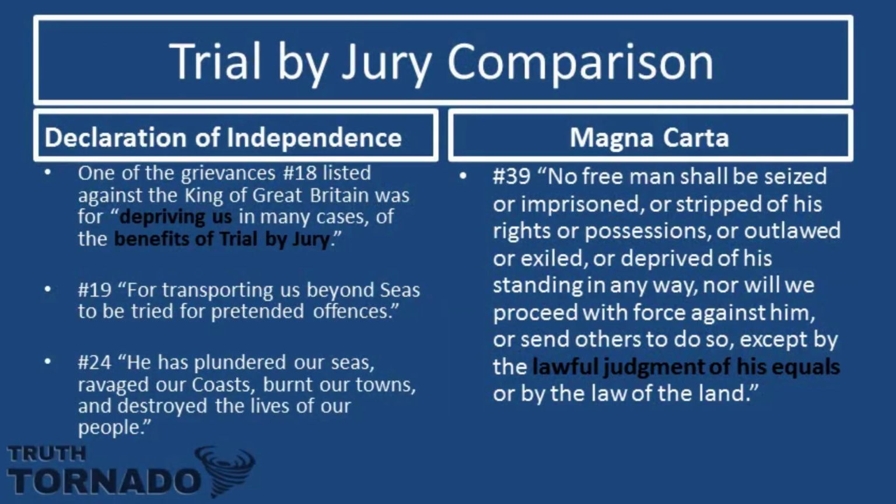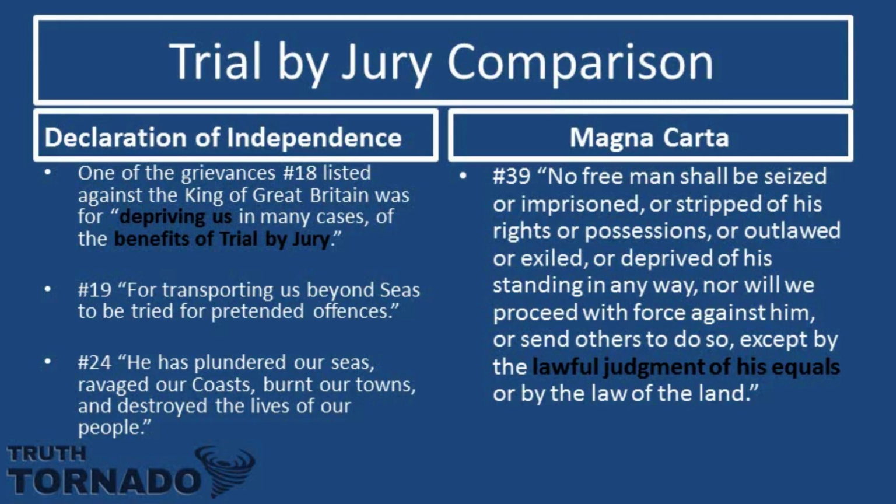Trial by jury comparison. In the Declaration of Independence, one of the grievances, number 18, listed against the King of Great Britain was for depriving us, in many cases, of the benefits of trial by jury. In grievance number 19, it stated, for transporting us beyond seas to be tried for pretended offenses. In grievance number 24, it stated, he has plundered our seas, ravaged our coast, burnt our towns, and destroyed the lives of our people. This is referring to the King of Great Britain.